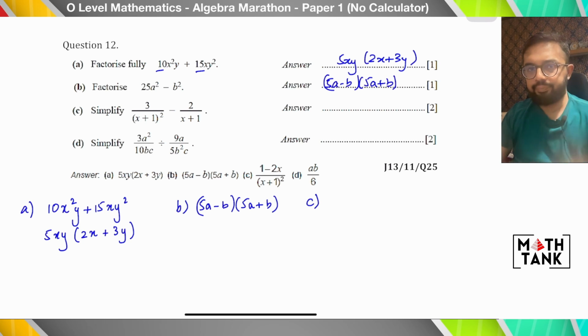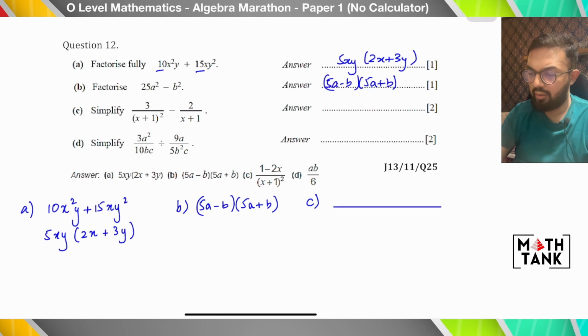Then part C. This is asking me to simplify a complicated fraction. Now I need to think about the common denominator here. Now remember that when you have repeated brackets, you don't multiply them together. You won't write x plus 1 square into x plus 1. You have to tell me the common denominator, which means that you have to tell me the lowest common multiple, or the LCM. So if these brackets are being repeated, you just take the highest power.